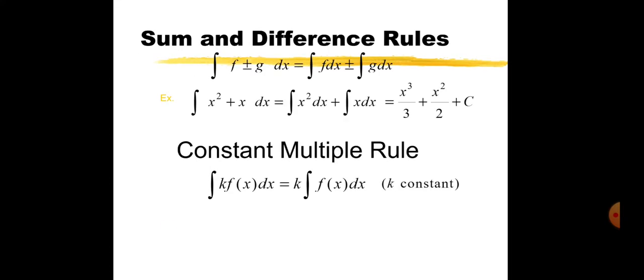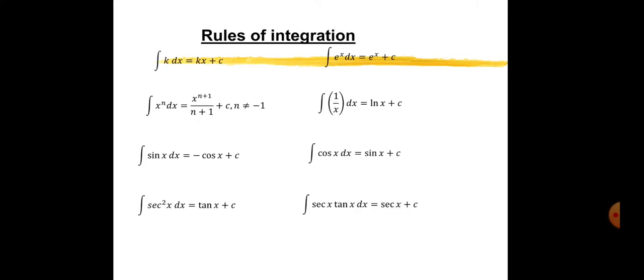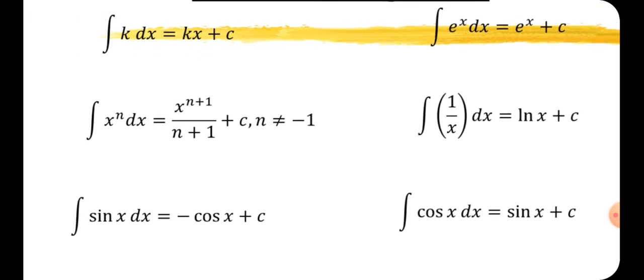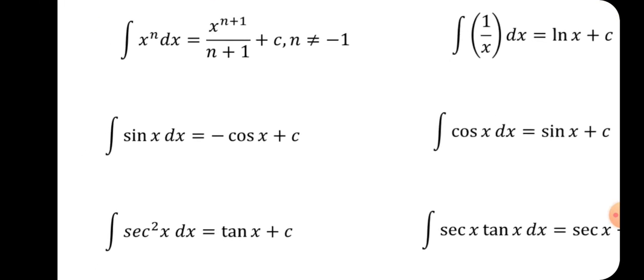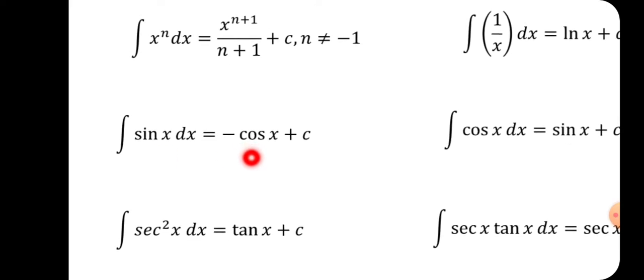In this rule, if you have x to the power n, its integration is x to the power n plus 1. You add 1 to the power, and you have to divide by the new power. Also, the integration of a constant k dx is kx plus the constant of integration c. Integration of sine x is negative cosine x, because the derivative of cosine is negative sine. And integration of sec squared x is tan x, because the derivative of tan is sec squared.